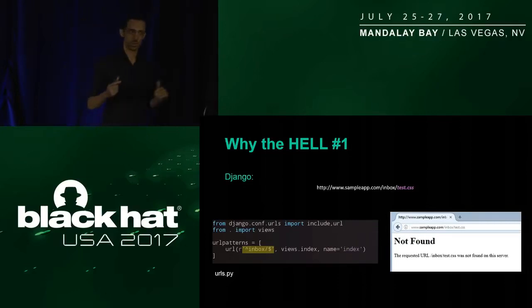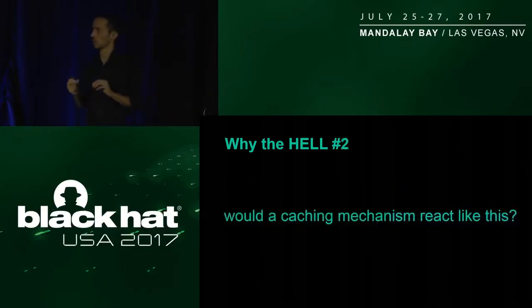Okay, and let's move on to the second why-the-hell question. And this is, why the hell would a caching mechanism act like this? Why the hell would a caching mechanism first identify the type of file that it just receives according to the end of the URL, and second, why will it override or disregard the caching headers that arrive with the file from the web server?